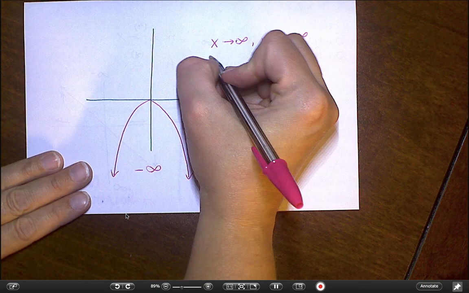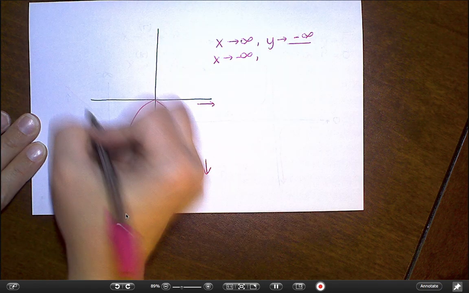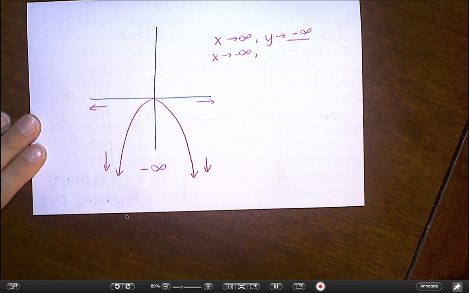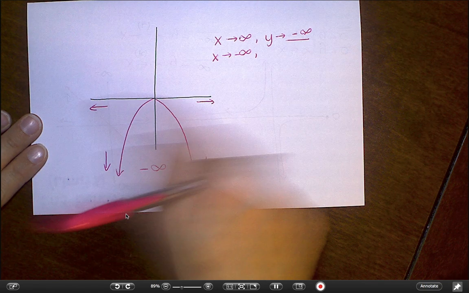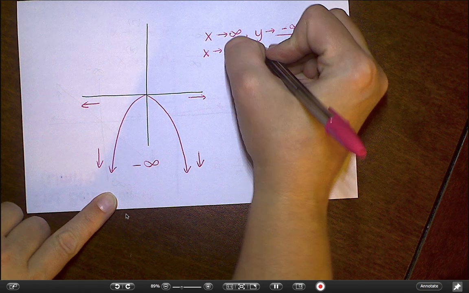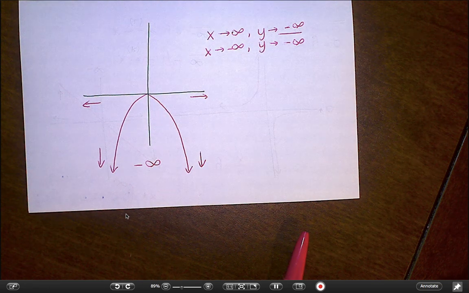As I go towards negative infinity on the x-axis, which is to the left, this way, my y values are still going down forever, right? So even though I've switched directions, my y values are going down forever no matter what here. So I would say y is approaching negative infinity as well.